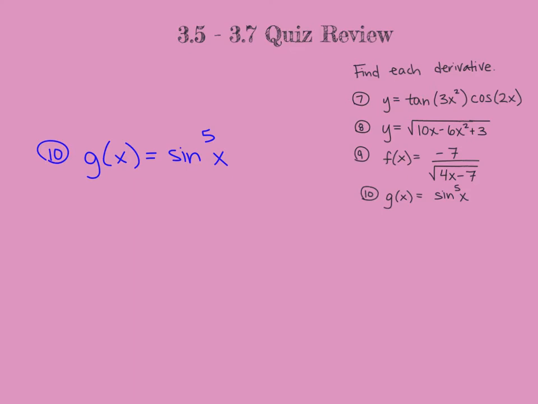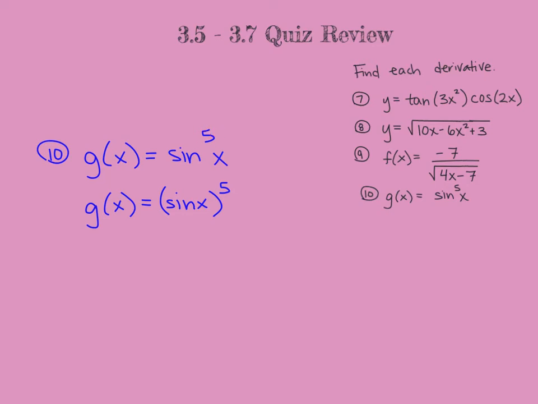For problem number 10, what you can do is actually rewrite sine to the 5th of x as sine of x, the whole thing raised to the 5th. Note that the x is not raised to the 5th. It's the sine of x, and that's why we put the 5 here.